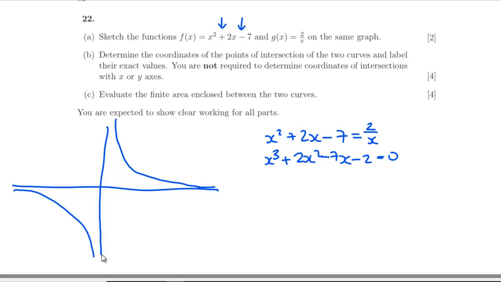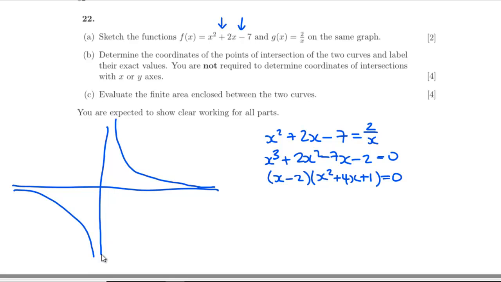What about 2? 8 plus 8 minus 14 minus 2. Yeah, so x minus 2, which leaves us with x squared. We'll need a 1 at the end, which means we're going to need a plus 4 in there. That's annoyingly not going to factorize.